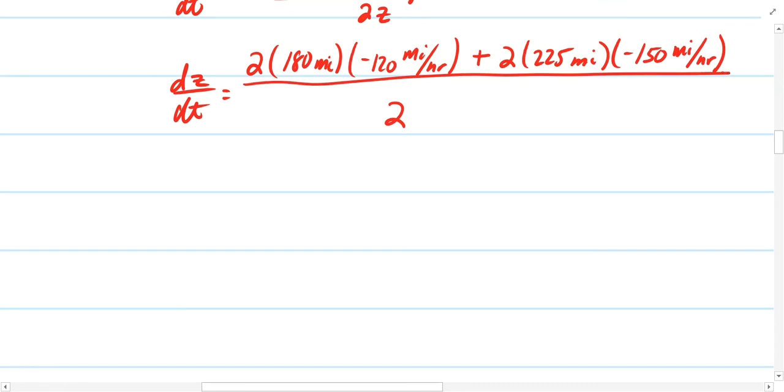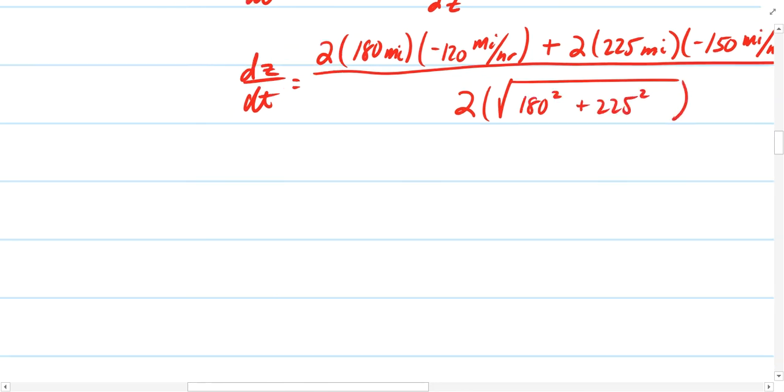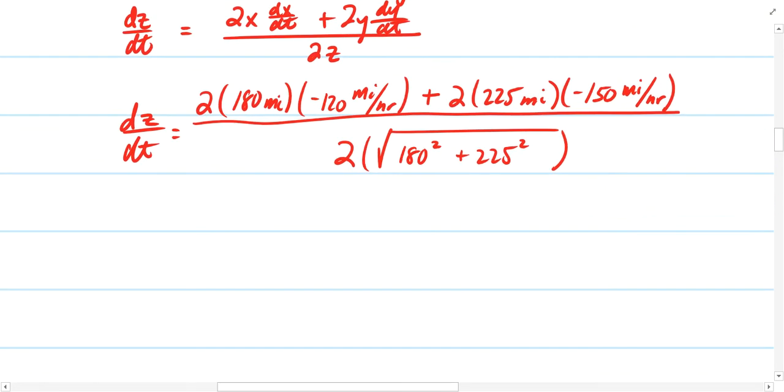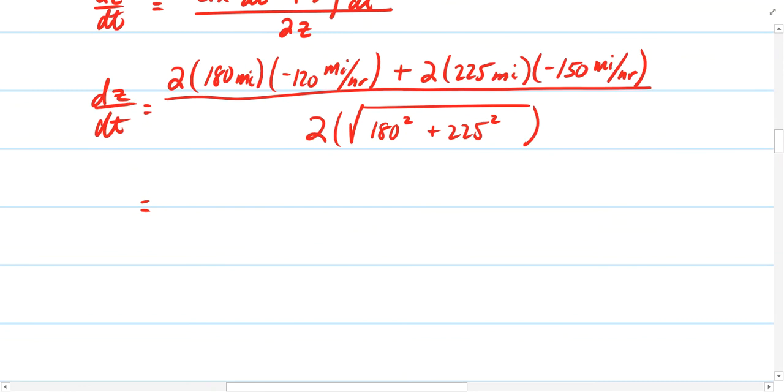And in the denominator, let's go ahead and emphasize this. This is a fraction bar that extends the entire way. In our denominator, we need 2 times z. And z, we said, could be the square root of 180 squared plus 225 squared. So now I am using this rule here. I know the distance for z is just the square root of x squared plus y squared. I don't see a great benefit in trying to simplify these piece by piece, so I'm starting up my calculator right now, and I will punch this expression into the calculator and let it simplify.